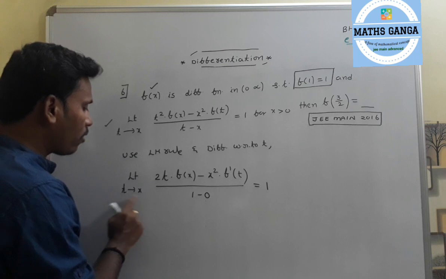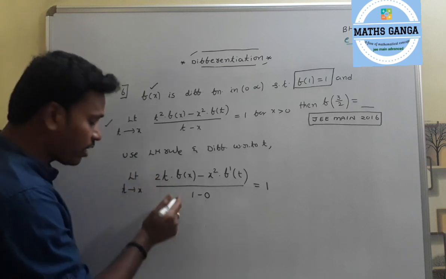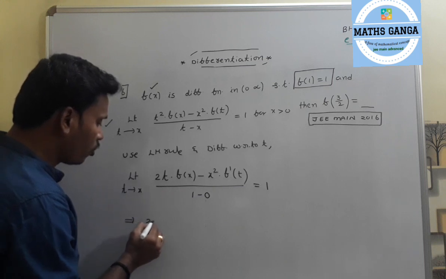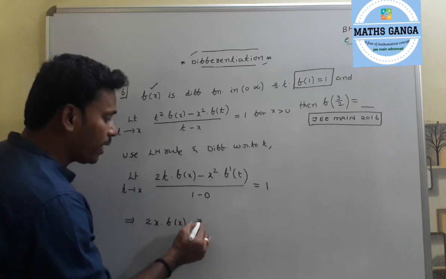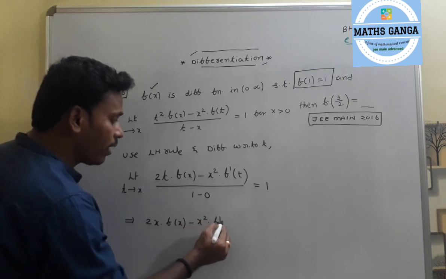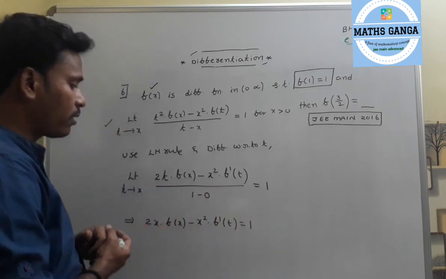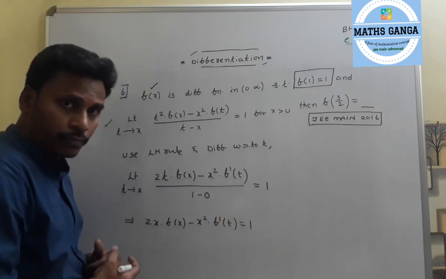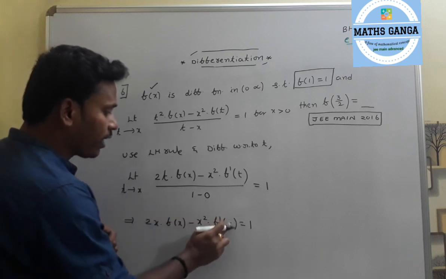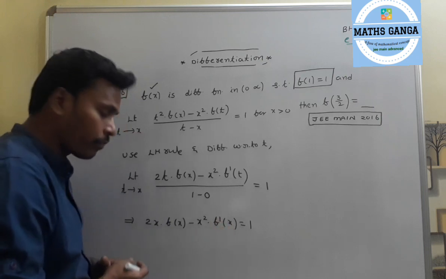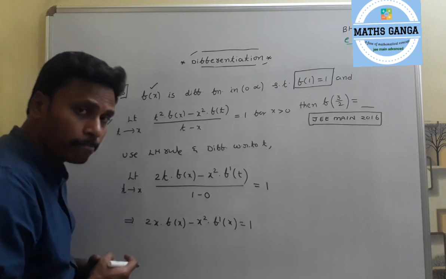Now see 2t, replace t with x, since the limit is t tending to x. So 2x into f of x minus x square f dash of t is equal to 1. Finally, this is the expression we have. Replacing t with x, f dash of t is f dash of x. So now 2x into f of x minus x square into f dash of x is equal to 1.